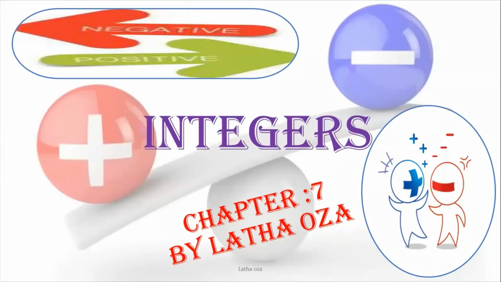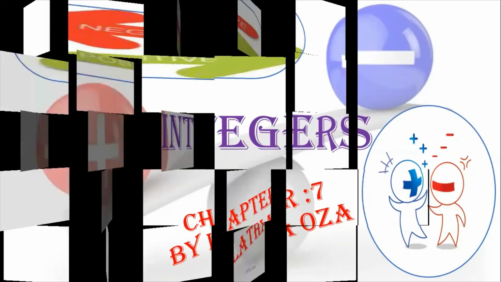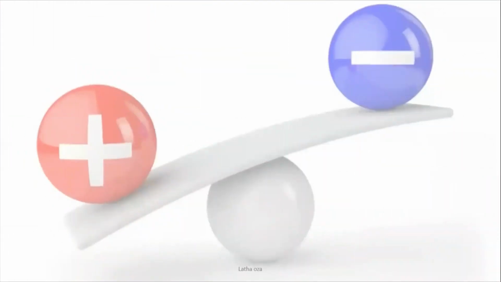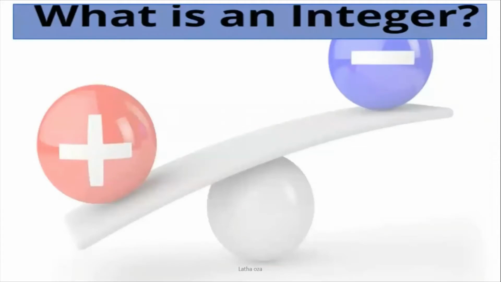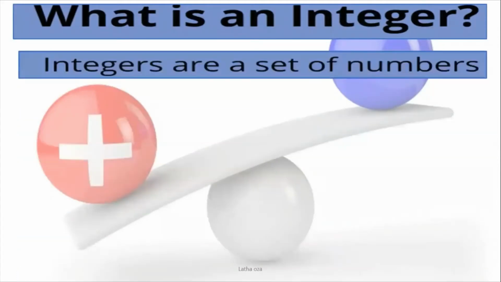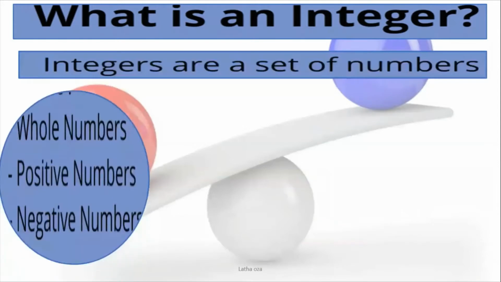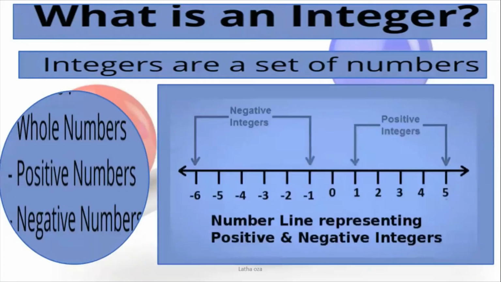Hello friends. When we're talking about numbers, we talk about win, loss, above, below, which are both positive and negative numbers. So when we talk about integers, what is an integer? It is a set of numbers which are whole numbers, positive numbers and negative numbers.